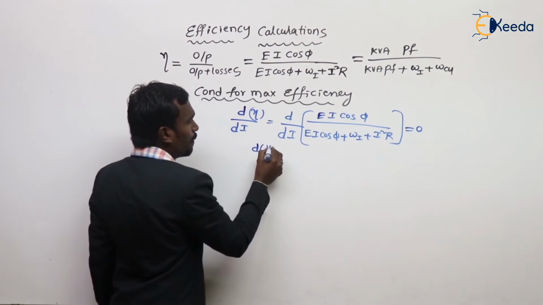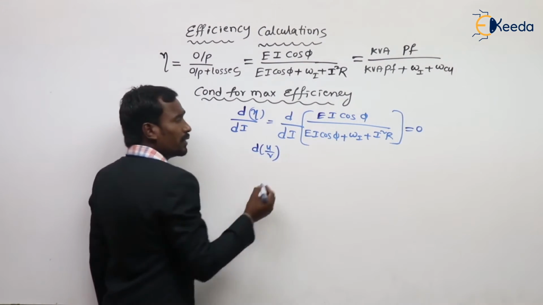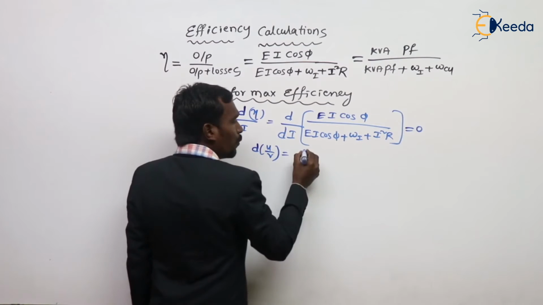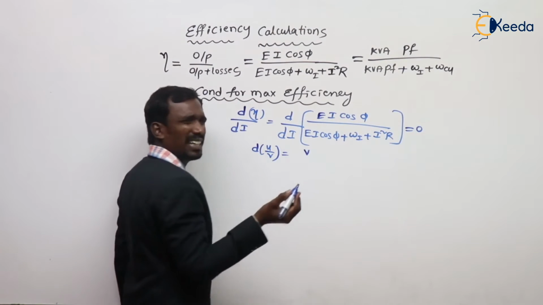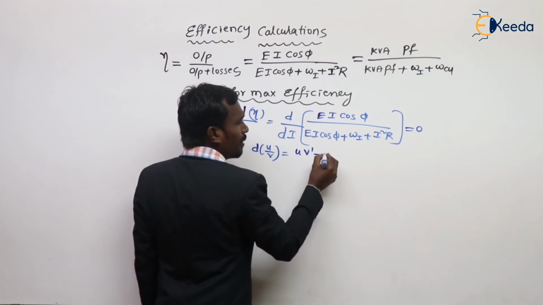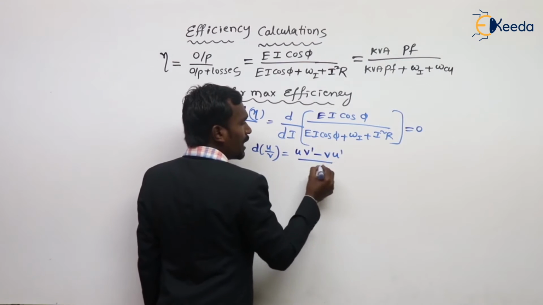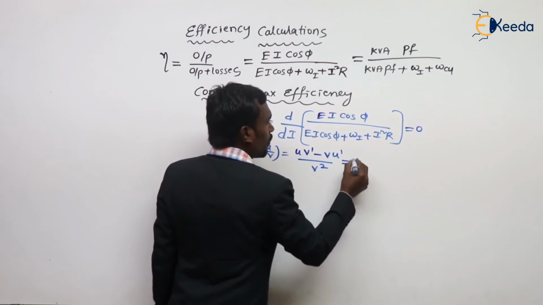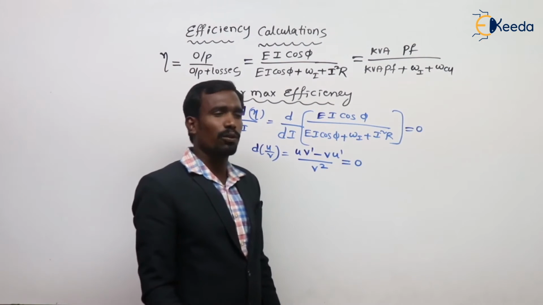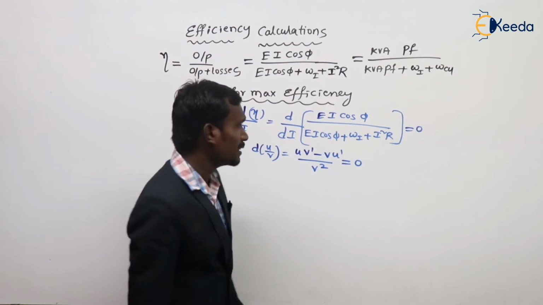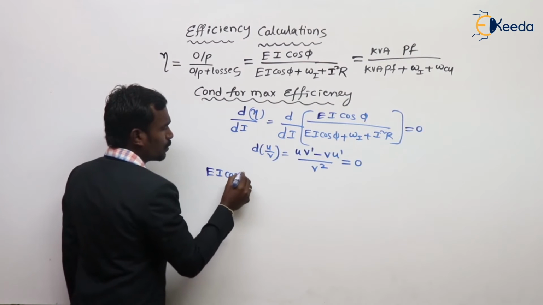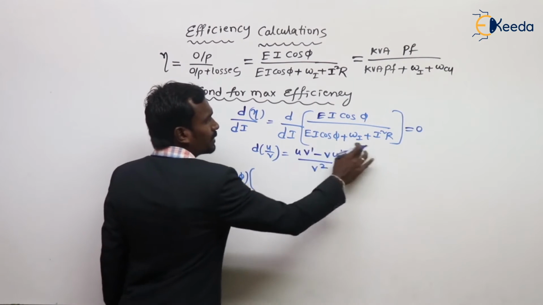Differentiation of U by V is (V U dash minus U V dash) by V square. Here U is EI cos phi, and V is EI cos phi plus iron losses plus I square R. So U V dash minus V U dash by V square is equal to 0. Right? Like this. So do it.